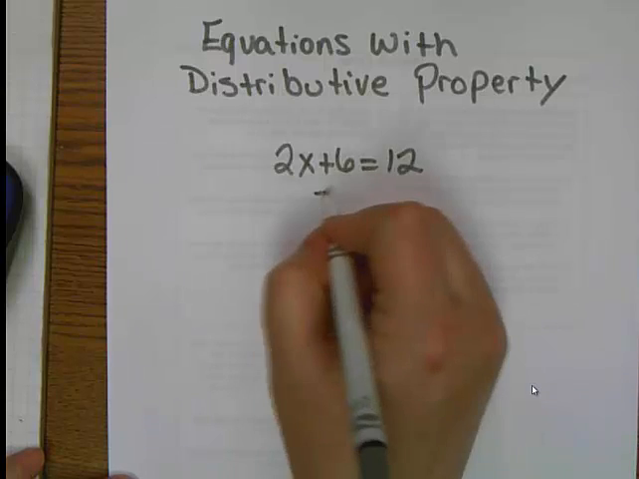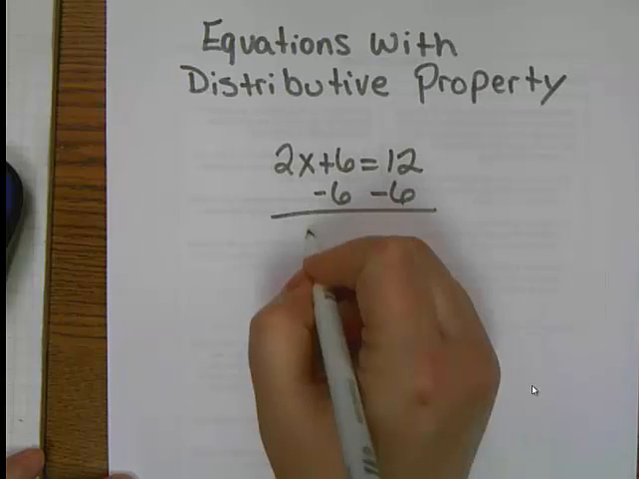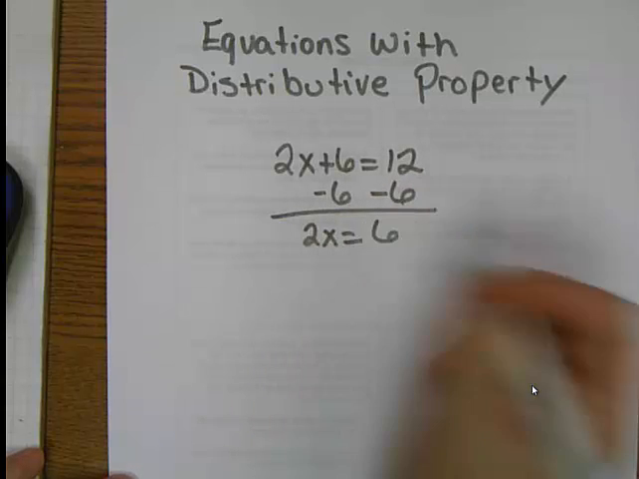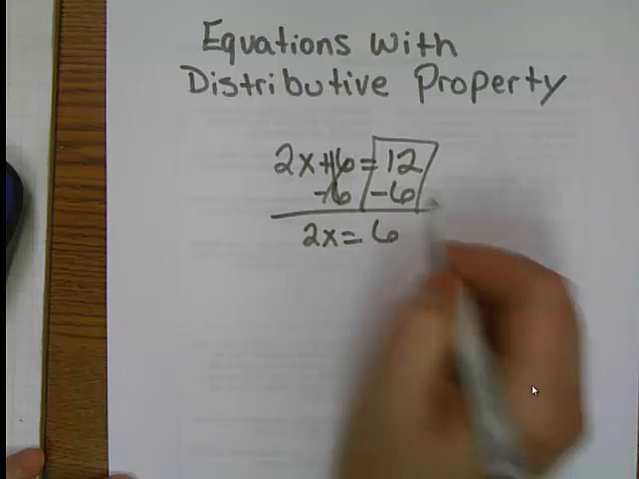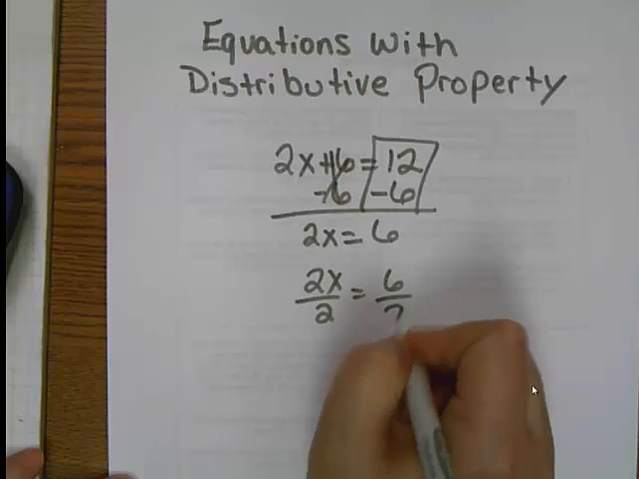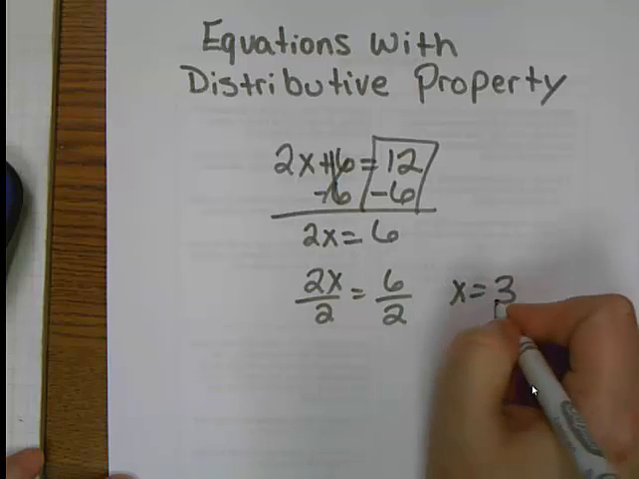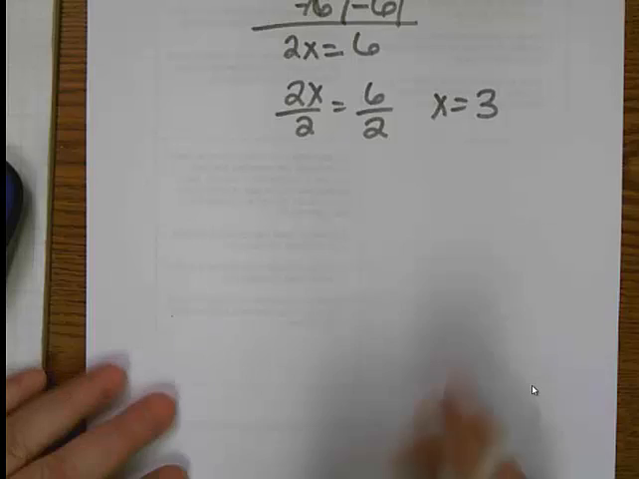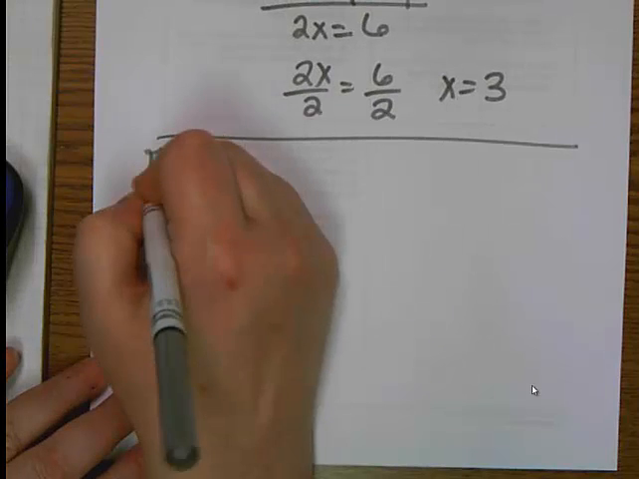So the first thing I'm going to do is subtract 6. So 2x equals 6. These cancel out. 12 minus 6 is 6. Then I divide both sides by 2. And x equals 3. All right, so example 1.